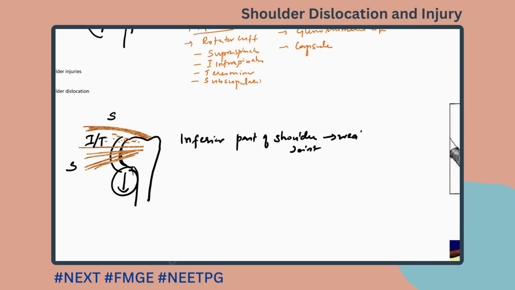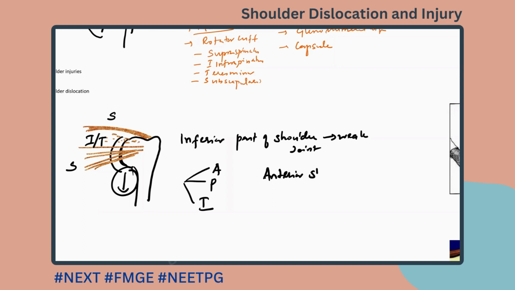Okay, now can anyone tell me what is the most common dislocation seen in the shoulder joint? Anterior, posterior, inferior. What is the most common type of shoulder dislocation seen? Anterior. Everyone goes with that? Anterior shoulder dislocations are most common.